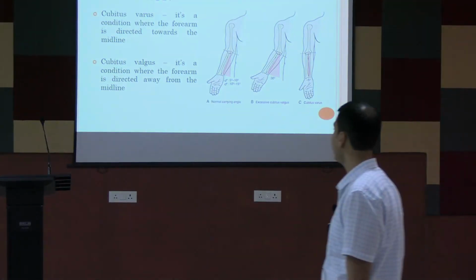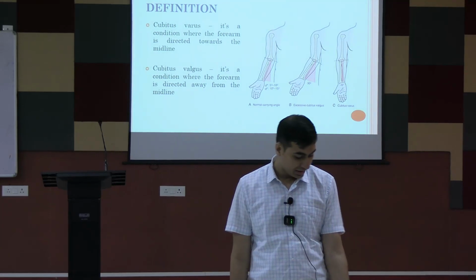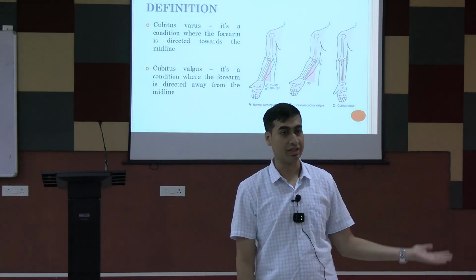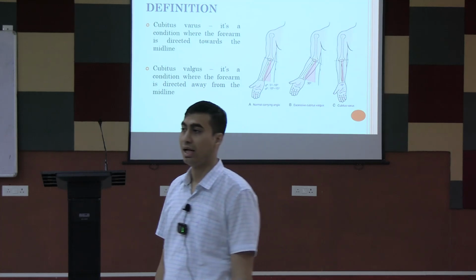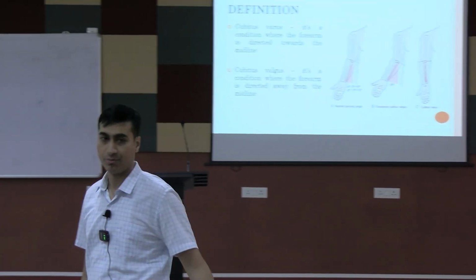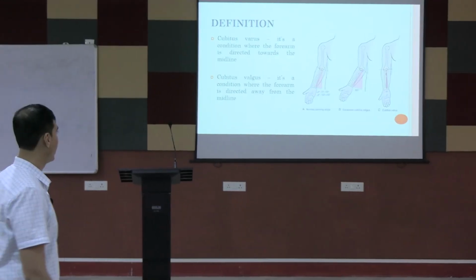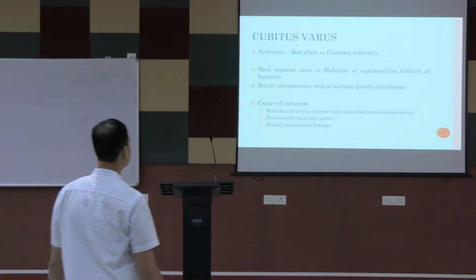And what is a valgus? It is a condition where the forearm is directed away from the midline. Now, usually it is away from the midline, but if it is more away, that is the angle is more than 15 degrees, then that is an abnormal condition. And that can lead to problems also. What problems, I will come to later. So, that is called a cubitus valgus deformity.